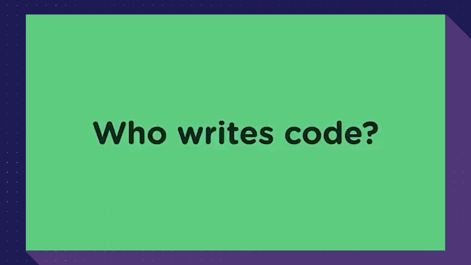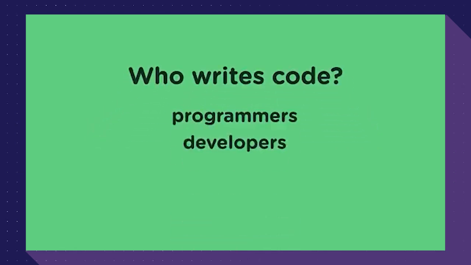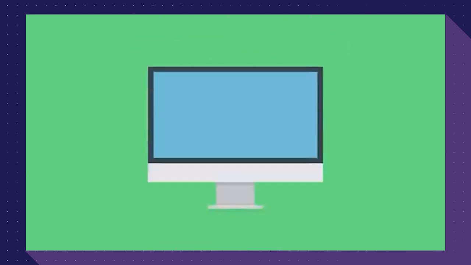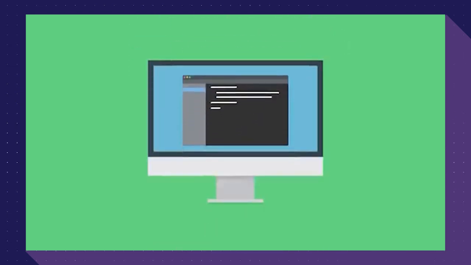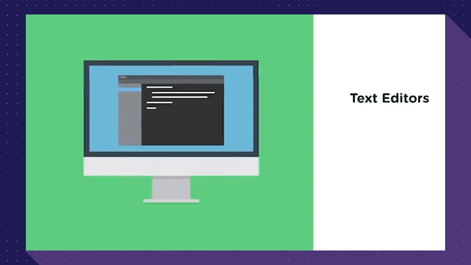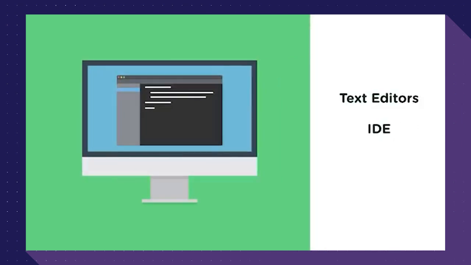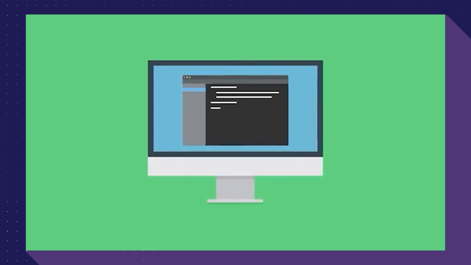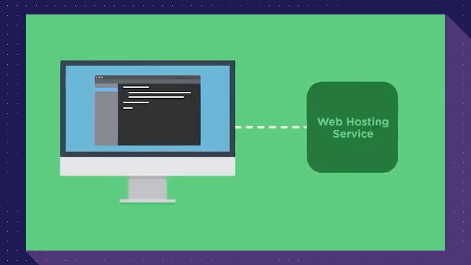The people that write code go by many names. Sometimes they're called programmers or developers or coders, and they usually write code on a computer using special apps. Sometimes these apps are called text editors or IDEs, which means Integrated Development Environment. If the code is a simple website, usually it can just be uploaded straight from their computer to a web hosting service, and it'll work fine.